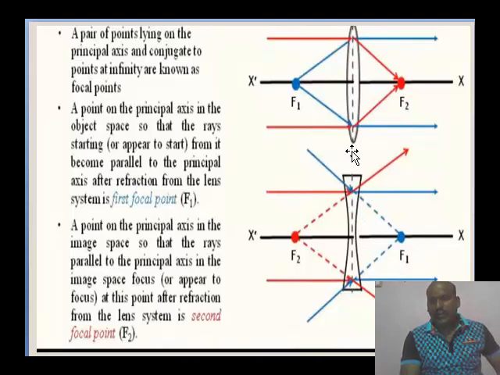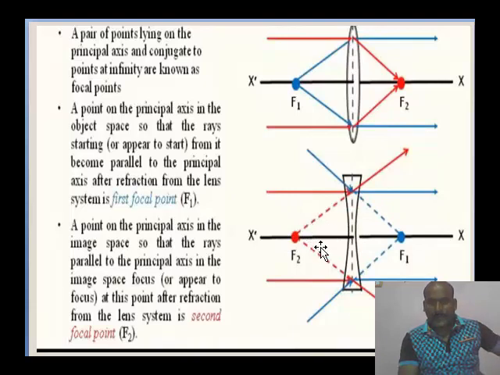The same applies in the concave lens. Here the rays incident on the concave lens diverge like that, and the lower rays also diverge like that. For example, the rays start from here, and when passing through the concave lens they become parallel rays. Here also the rays incident and passing from this point make the path parallel.